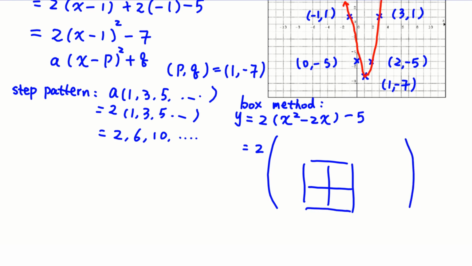Inside the bracket, then minus 5. In the box, the first term goes in first. The second term, we are going to split it in half because we want them to be the same after factoring. So we are going to divide it by 2. You have negative 1x, negative 1x.